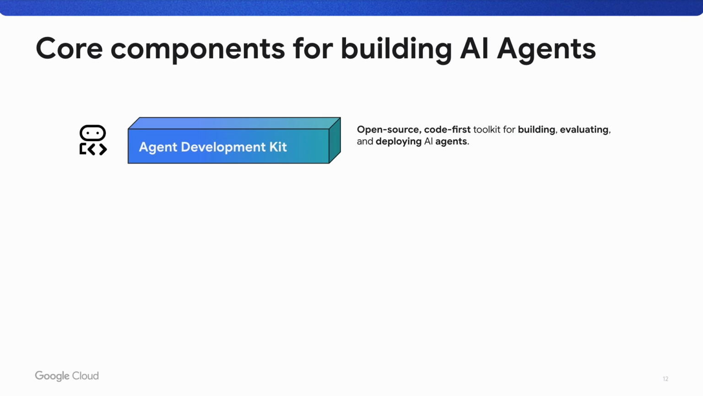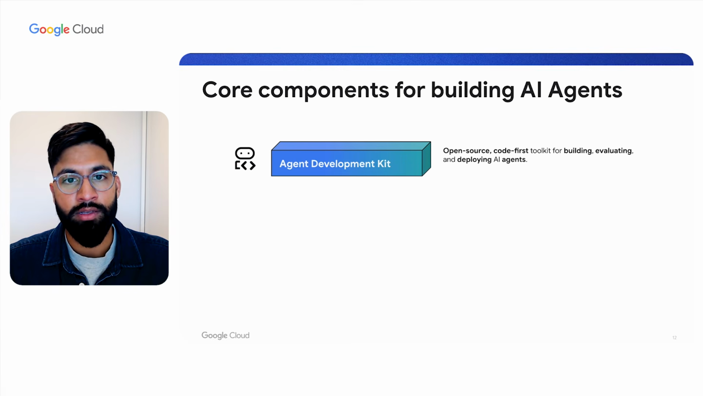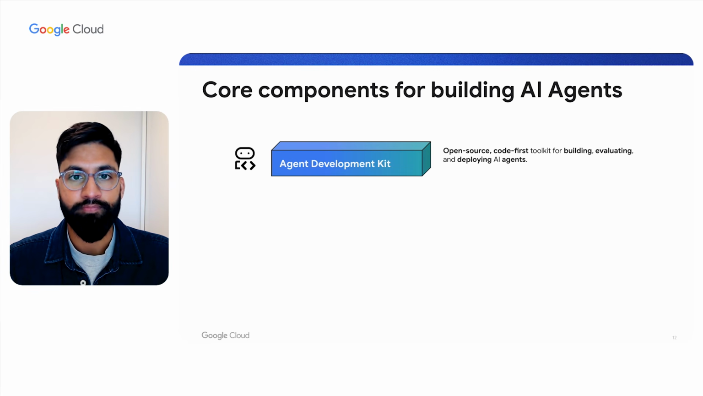In this video, you'll learn the core components needed to support building agents. The first piece, the toolkit, is the Agent Development Kit. This is our open source, code-first toolkit designed to help you build, evaluate, and deploy AI agents. It gives you the fundamental building blocks in either Python or Java, allowing you to really just focus on the agent's logic.